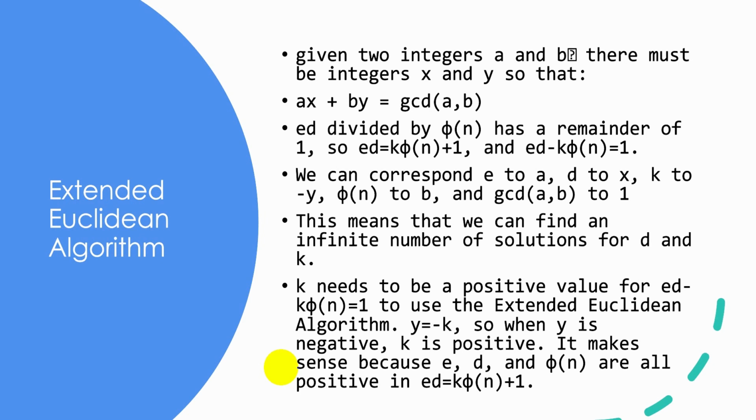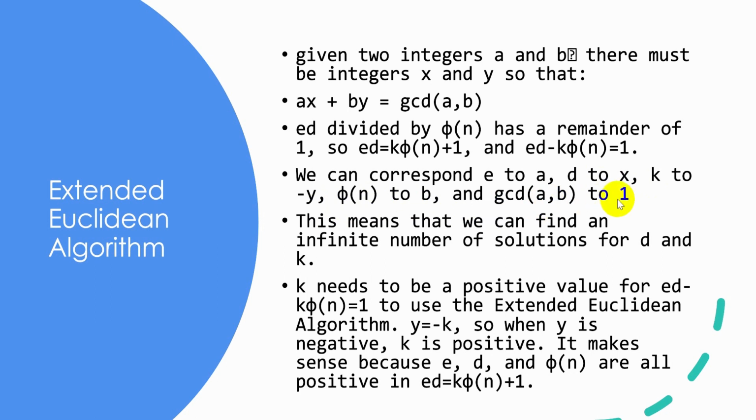So in RSA, we can use this because ed divided by phi n has a remainder of 1. So ed equals k times phi n plus 1, which can be turned into ed minus k times phi n equals 1. And then we can see that the format of this equation is very similar to this one. So we can use the extended Euclidean algorithm. We can correspond e to a, d to x, k to negative y, phi n to b, and the greatest common divisor of a and b to 1.